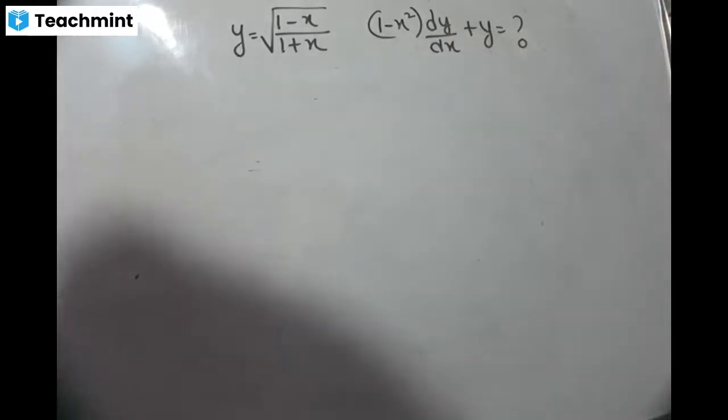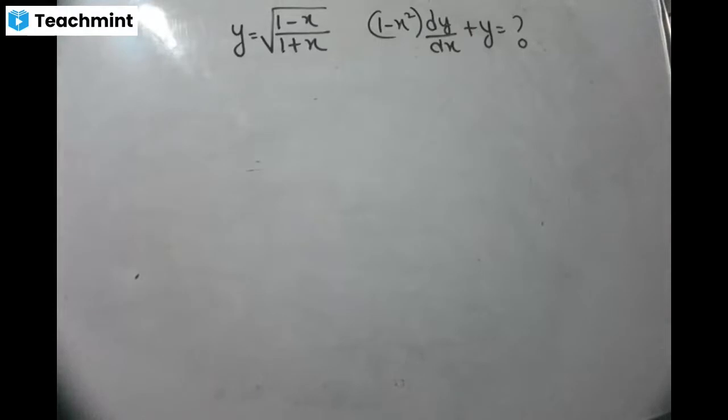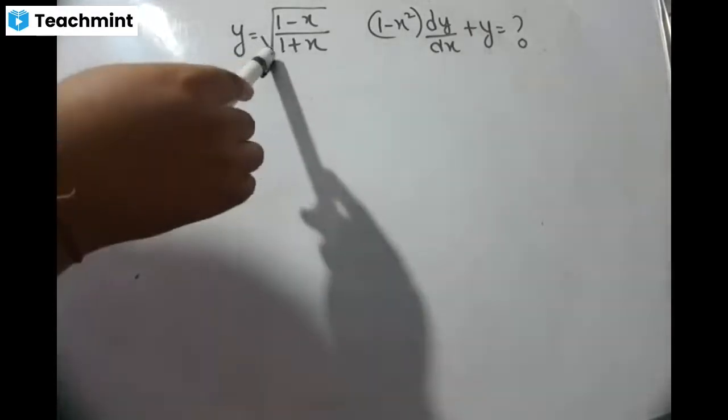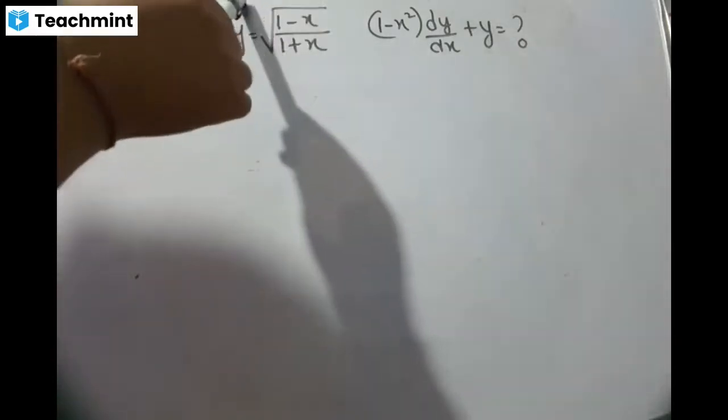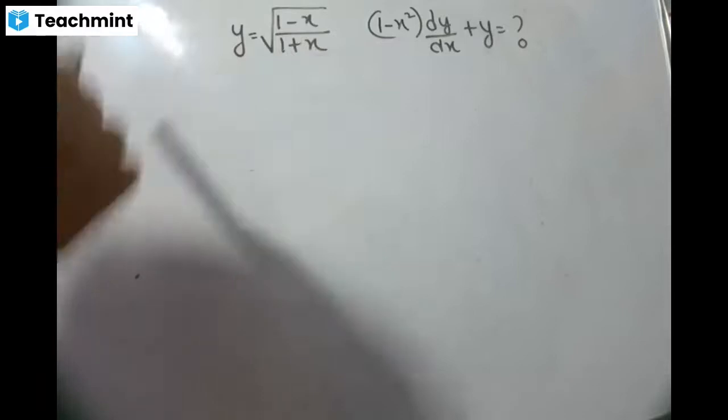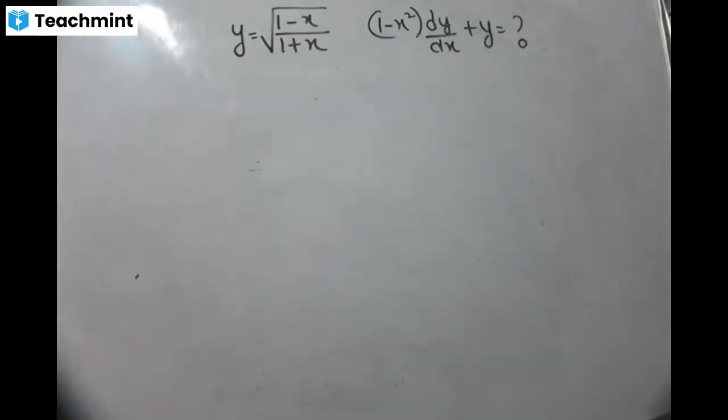The reason why I applied log is because of 2 reasons. Number one, square root. Square root means to the power half. So the moment you use log, the power comes in front. And next is a by b, quotient rule. Is that clear? If you use the normal method, how would you do?